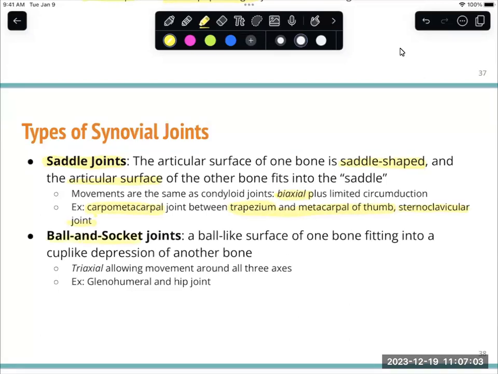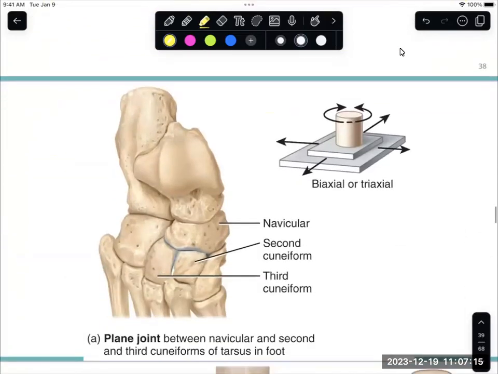And then the ball and socket. This is the most freely movable. They're triaxial. They move in 3 different directions. That's your shoulder and your hip. It's this ball-like surface that fits into a cup-like depression. So let's look at these.